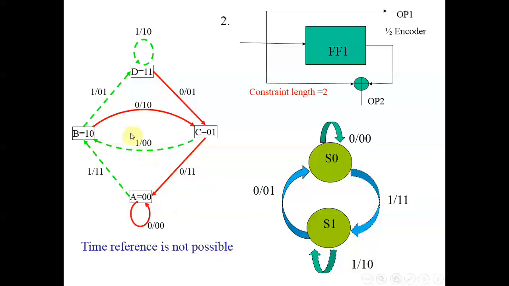For example, if I say that I am in state 0 1, now there are multiple ways. I might be going to state B and then coming back to C, or I might be going to B, from B I might have gone to D, and from D I might have come to C. So how many bits I have applied when I am in state C is not possible to say. So we say that time reference is lost here. Time reference is not possible. Now how to analyze your output, or how to generate a code word for the given input, that we will see a little later.